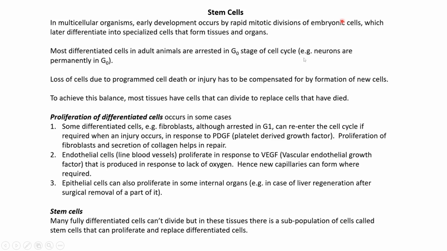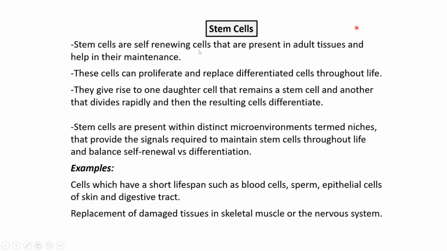In most cases, for example neurons, they are not dividing cells. Most cells, such as skin cells, are also differentiated cells. In that population there are stem cells, which have the property to differentiate again. Due to that mechanism, they can proliferate and replace the older differentiated cells. So stem cells are the self-renewing cells present in adults, and these cells can proliferate and differentiate throughout their life.